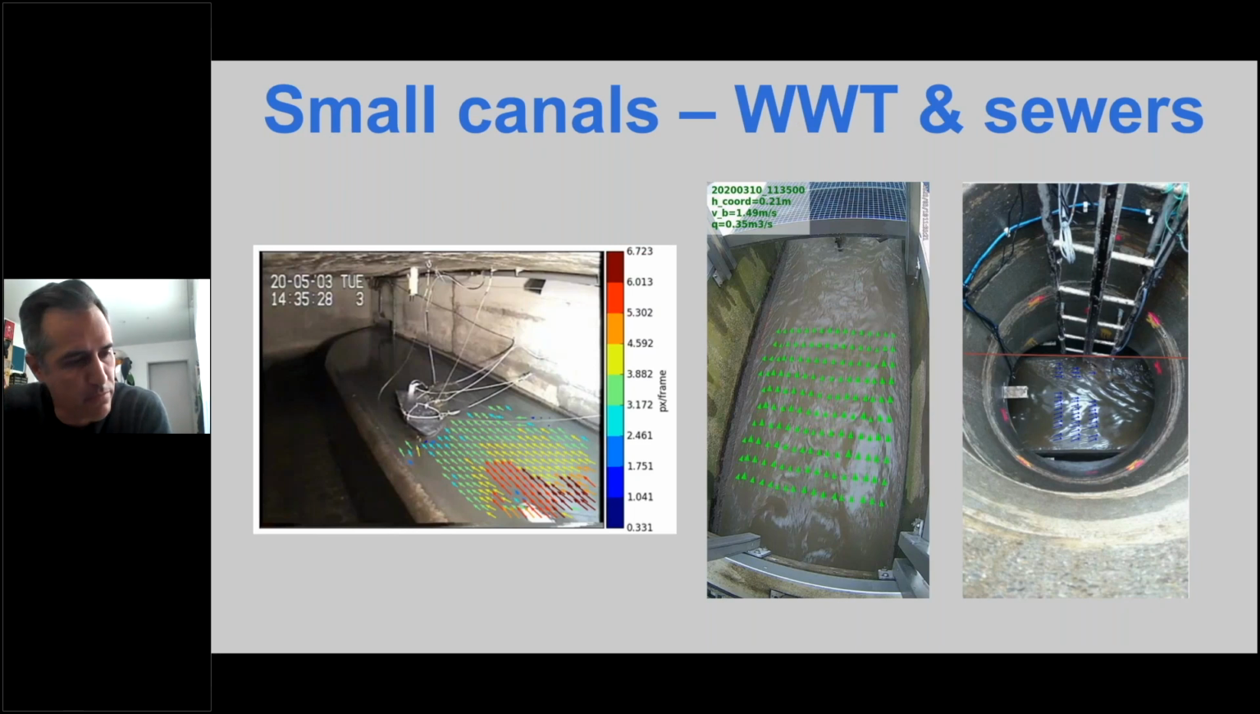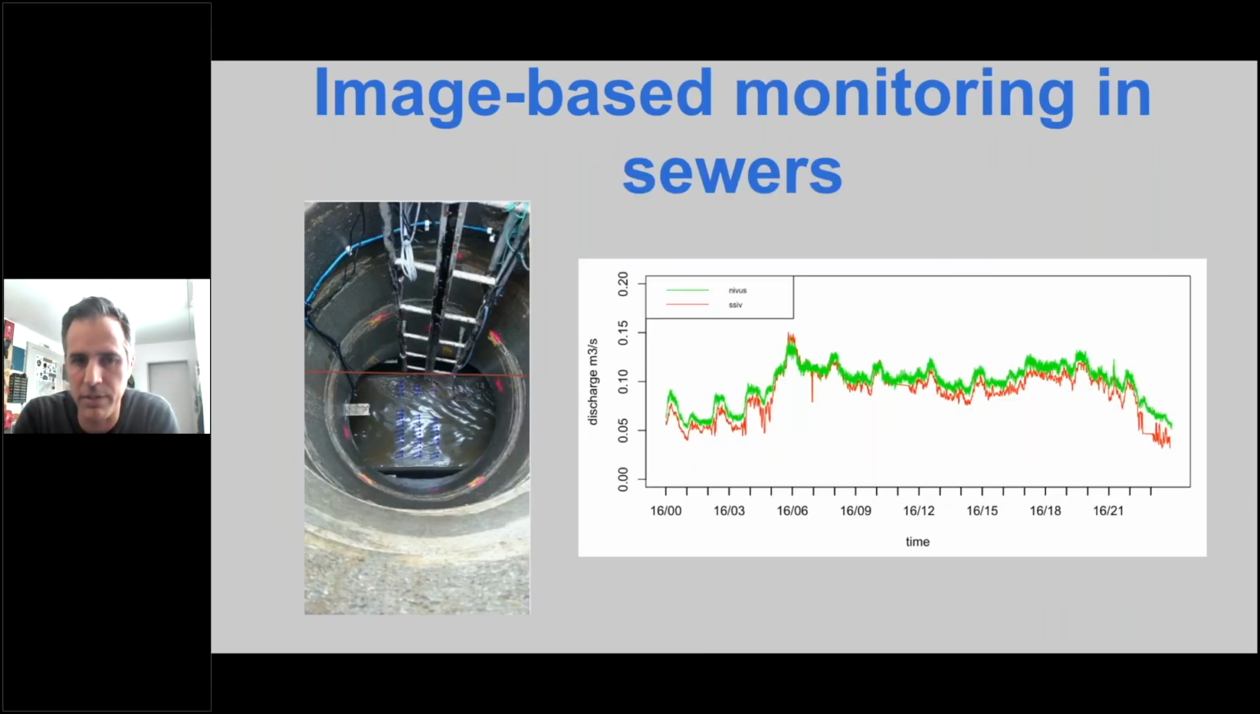And now moving from rivers, which are a bit big, where we can measure a 100-meter wide river, to another dimension. These are three examples of small canals. The left one is an overflow or combined sewer. The middle one is a 16 centimeter wide canal that is the entrance to a wastewater treatment plant. And the right one is a manhole and the sewer, also around 40 centimeters wide. And on the right one, actually the camera was mounted on top of the manhole.